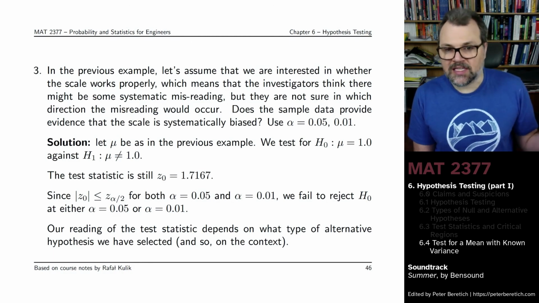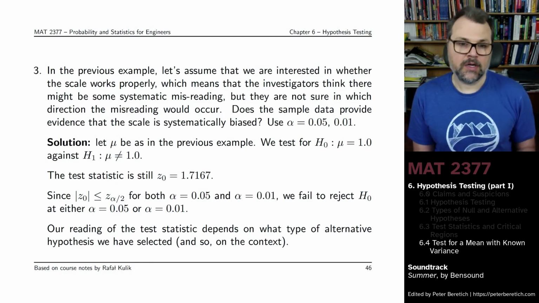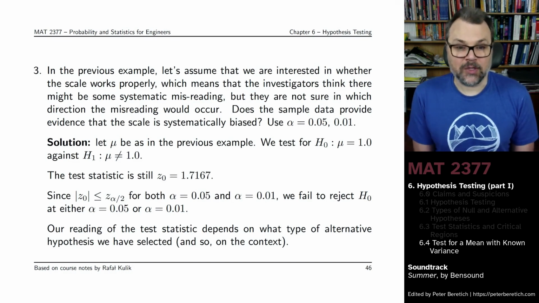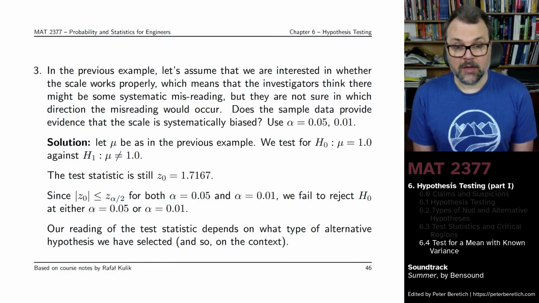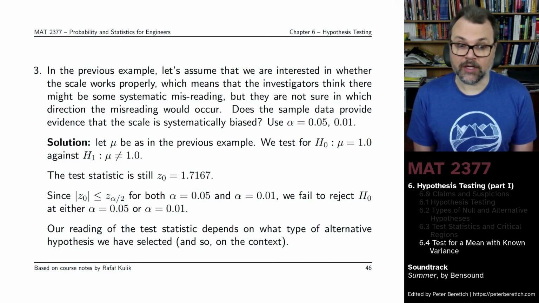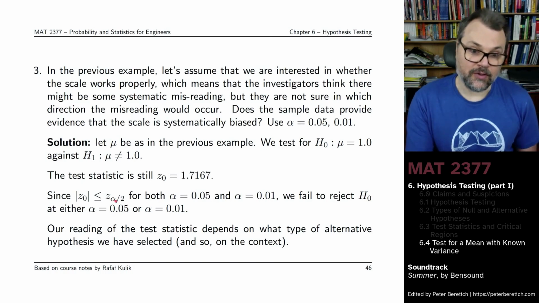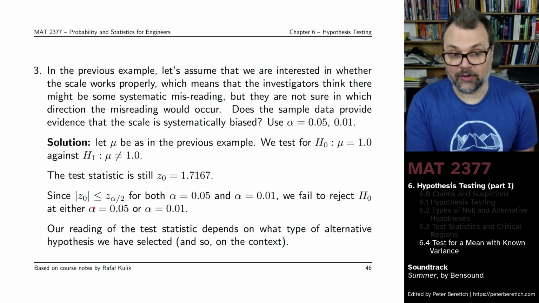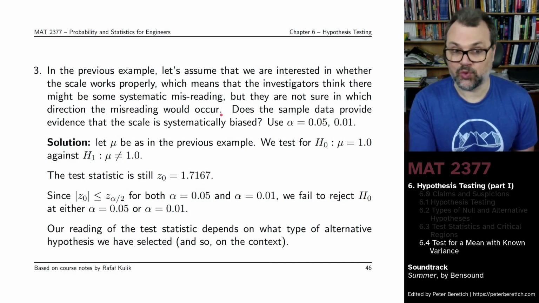The mean would be the same as in the previous example, 1 gram, against the alternative that it is not equal to 1 gram. The test statistic has not changed, right? It's still the sample mean minus the candidate mu 0 divided by sigma divided by square root of n. That's still 1.7167. But now our test has changed, right? We are interested in computing whether the absolute value of the test statistic is greater than the critical value at alpha over 2 or smaller than the critical value at alpha over 2. This is a two-sided test.